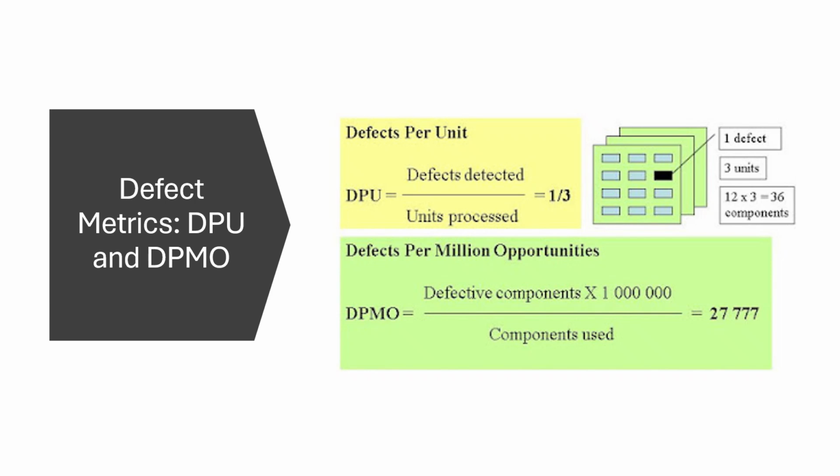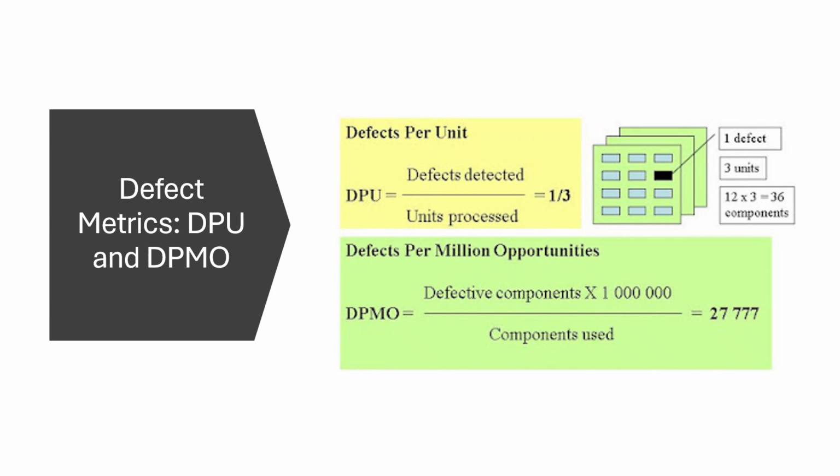Defect rates follow a Poisson distribution, and we can use 2 capability metrics, DPU and DPMO. In this example of 1 defect in 3 boards, DPU is 0.33 defects per board. From the board assembly process point of view, there is 1 defective component out of 36 components used, which is 27,777 defective components per million opportunities.